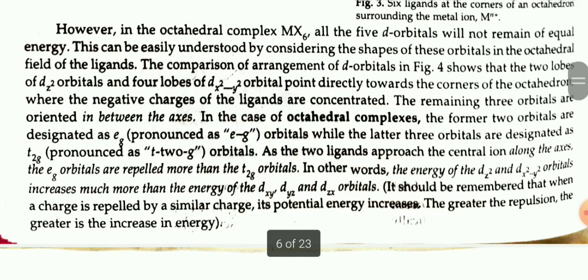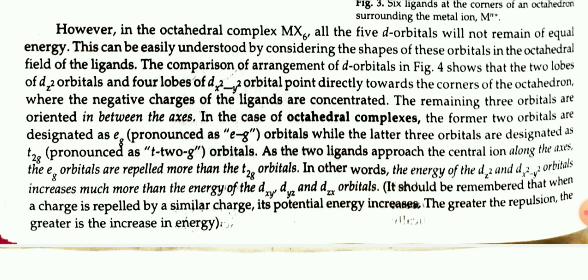However, in octahedral complex MX6, all the 5 d orbitals will not remain of equal energy. This can be easily understood by considering the shapes of these orbitals in the octahedral field of the ligand. The comparison of arrangement of d orbitals in figure 4 shows that the two lobes of dz square orbital and four lobes of dx square minus y square orbital point directly towards the corners of the octahedron where the negative charge of the ligand are concentrated.